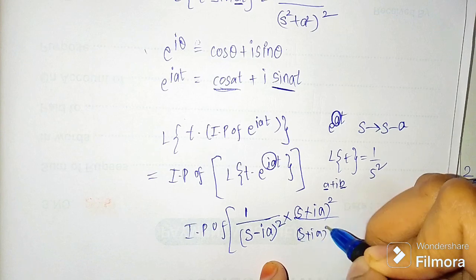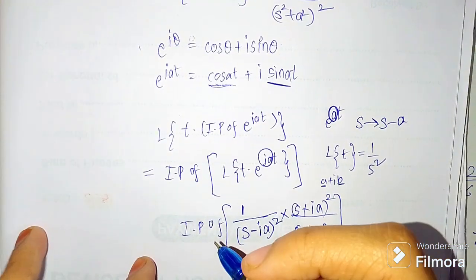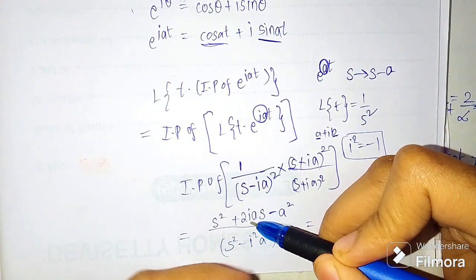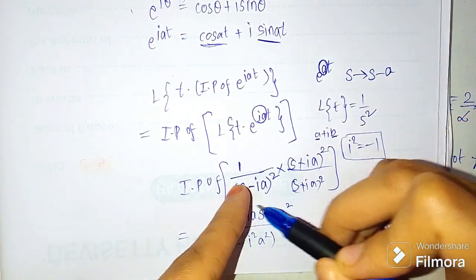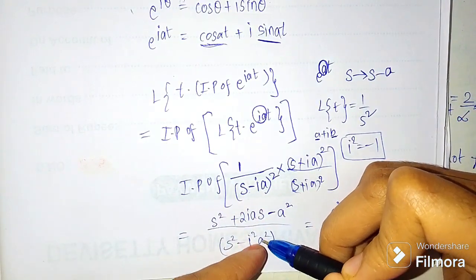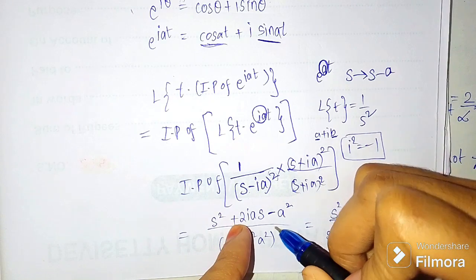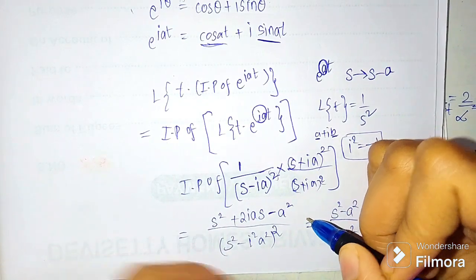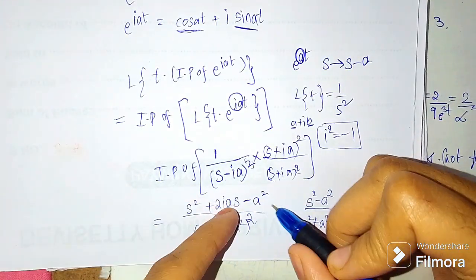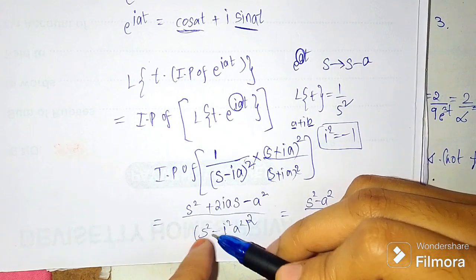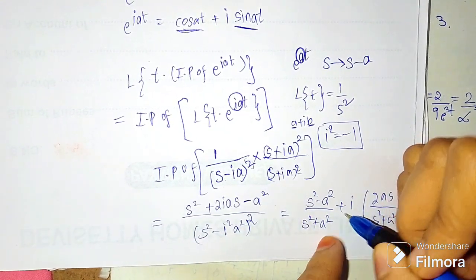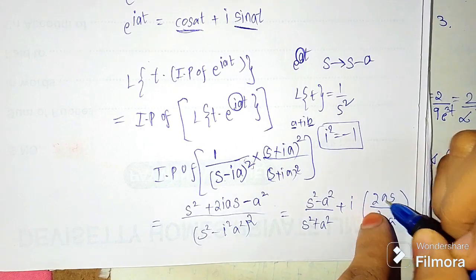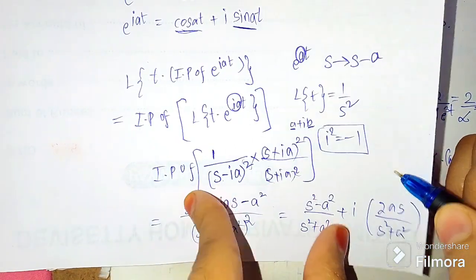Now you find out what we get. This is s square plus 2ias minus a square, by a plus b into a minus b is a square minus b square. But here squares are there, so we should put square also. Next we'll get s square minus a square. This is minus i square, which is minus 1, so it will become plus. And i into 2as, this part I will write separately.